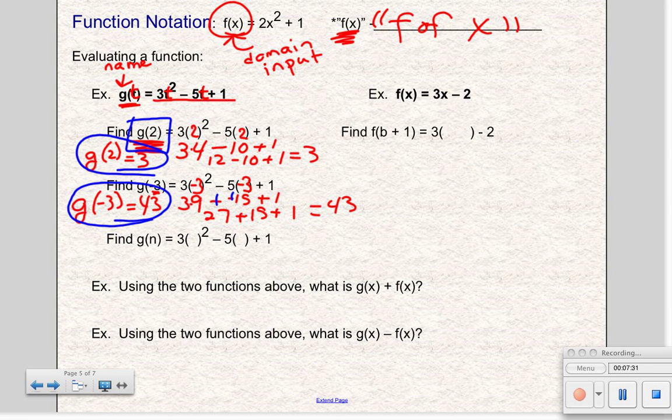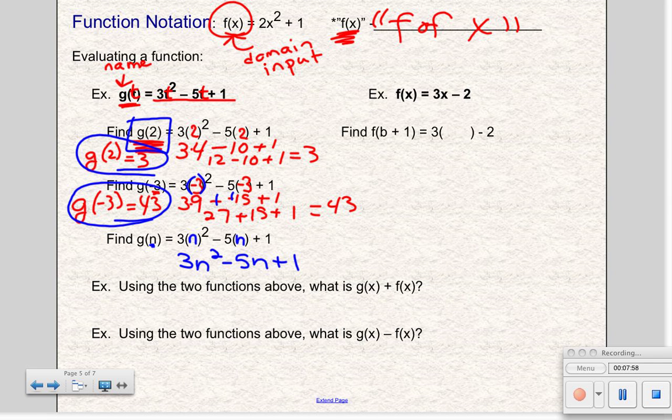Now you can definitely use a calculator if you want. Just be careful, be sure to put parentheses around the negative. Okay? Last one. This one tricks people sometimes, but it's actually the easiest. This is saying, what's the function g when I put in n? So everywhere that there was a t, I put in an n. Now I don't know what n is. So my answer is just 3n squared minus 5n plus 1, and I'm done.